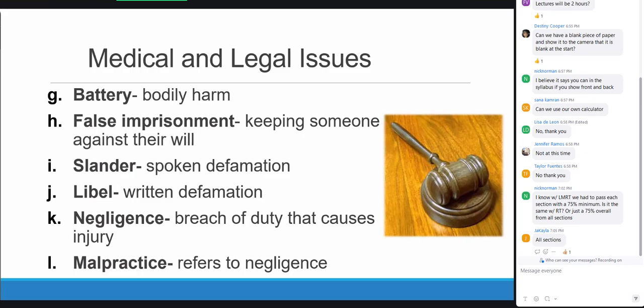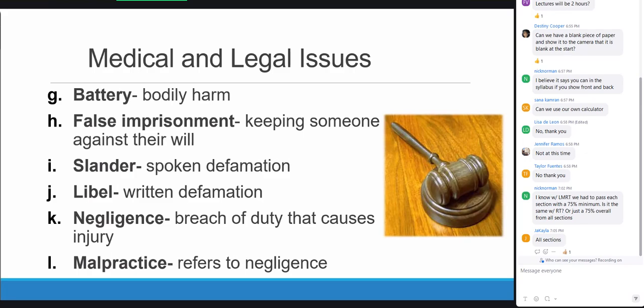False imprisonment is keeping someone against their will. Remember, in radiology, we immobilize. We do not restrain. False imprisonment includes a restraint or an unlawful restraint of a patient. And remember that restraining a patient must have an order from a physician accompanying it.